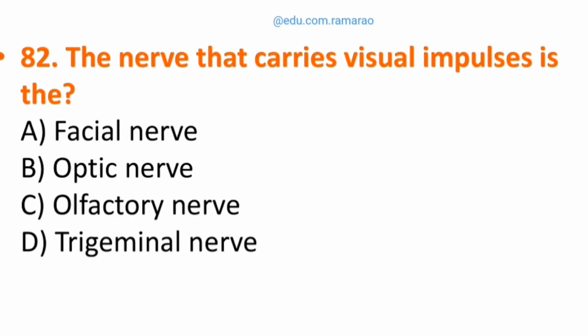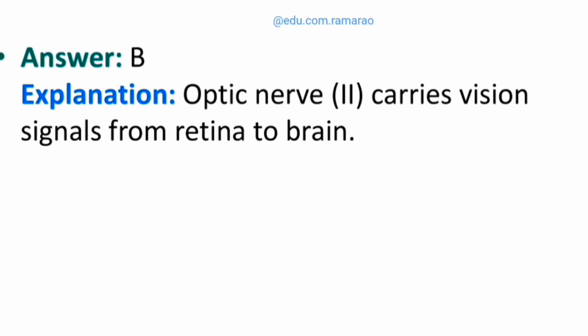The nerve that carries visual impulses is the option A facial nerve, option B optic nerve, option C olfactory nerve, option D trigeminal nerve. The correct answer is option B. Optic, the second cranial nerve, carries vision signals from retina to brain.